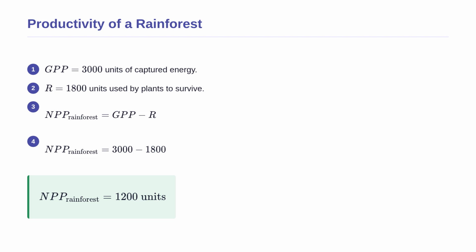We substitute these values into our productivity equation, subtracting 1,800 from 3,000. This step isolates the surplus energy. The final answer shows that the rainforest has 1,200 units of energy left over. Physically, this massive amount of surplus energy explains why tropical rainforests are packed with diverse layers of insects, birds, and mammals.